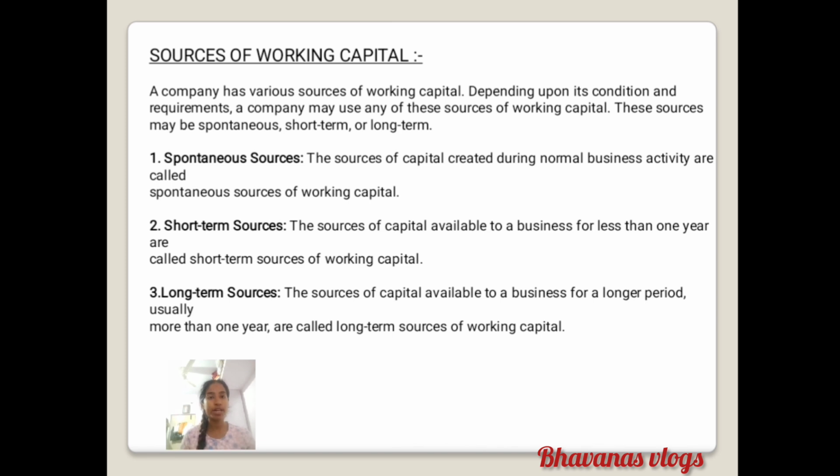Working capital is very important for every business to overcome their responsibilities, tasks, and day-to-day activities of the business. Capital is very important in the business. Through these 3 types, the sources of working capital can be taken into consideration. I hope you understood the source of working capital, its meaning, and definition in this video.